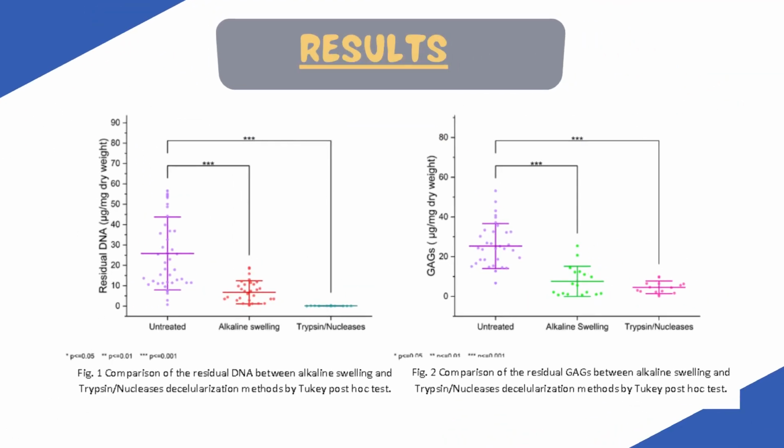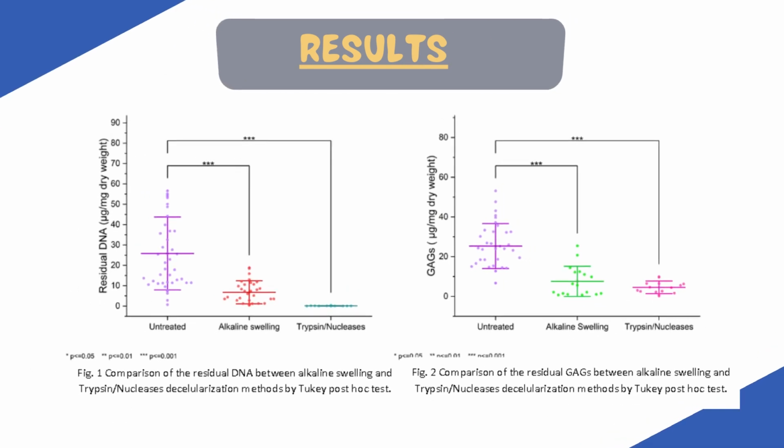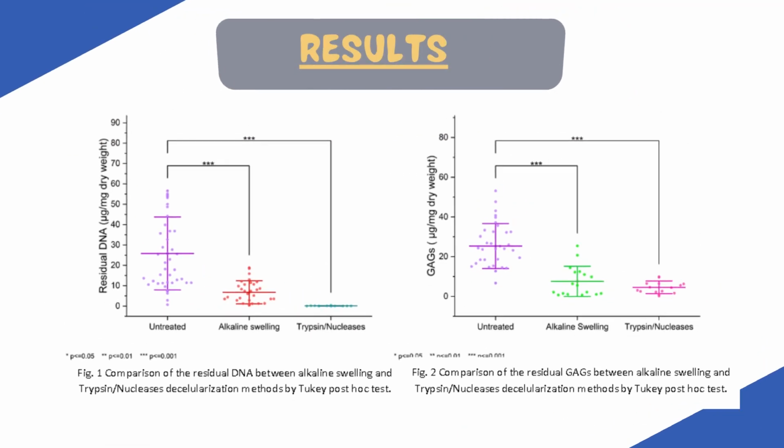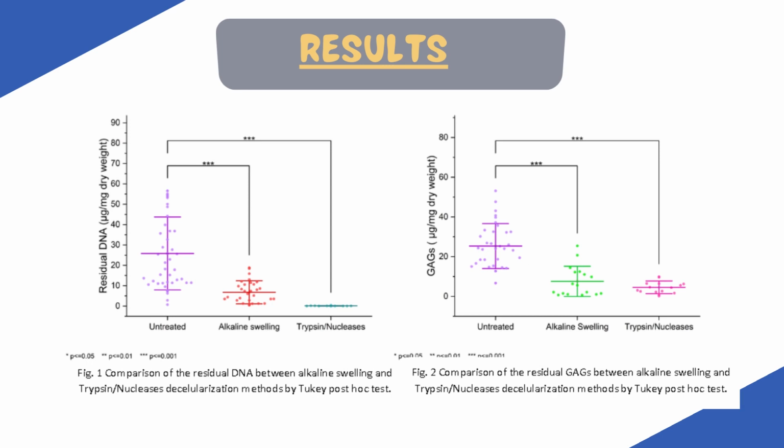In the quantification of the residual DNA, an 80% decrease in DNA was obtained in the alkaline swelling deflation method plus nuclease, while with the enzymatic method of trypsin EDTA plus nuclease, the DNA was below the detection limit, considered a decrease of around 95%. The alkaline swelling method maintains an amount of residual GAGs of about 60%, while the enzymatic plus nuclease method maintains only about 10% GAGs in the decellularized tissue.